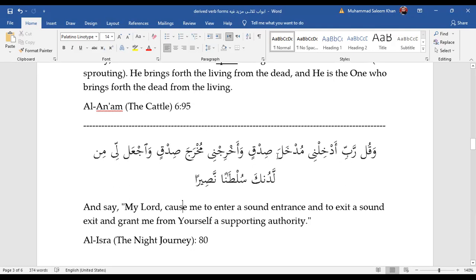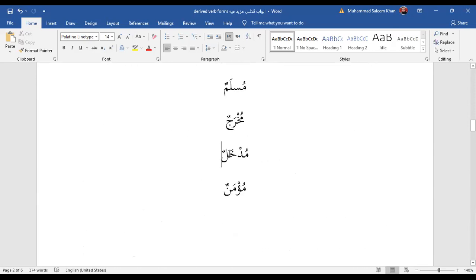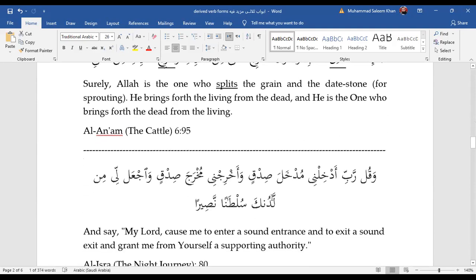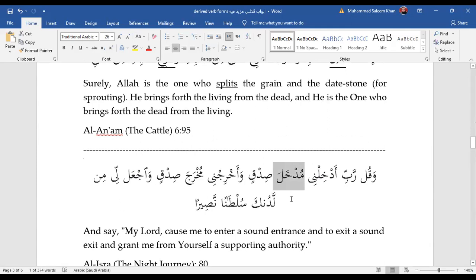Now this is a little bit interesting. This is mudkhalun. It is on the pattern of what? It is on the pattern of ismul maf'ul, like muslimun, right? So the second thing I want you to notice is that ismul maf'ul in the mazid fi forms is also used as adverb of place. It also functions as adverb of place.